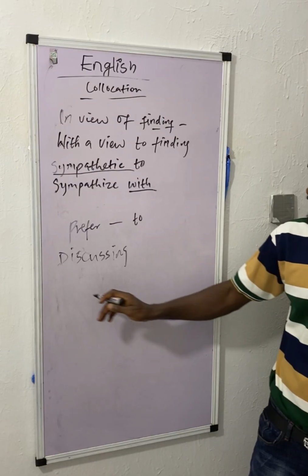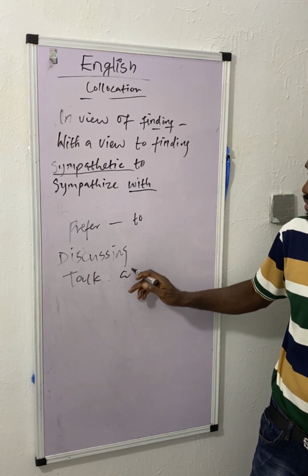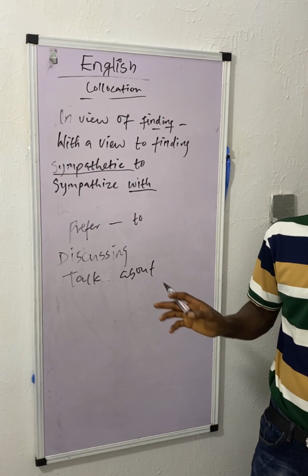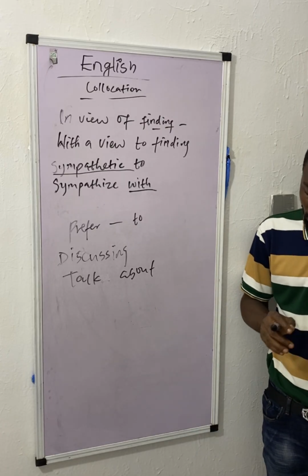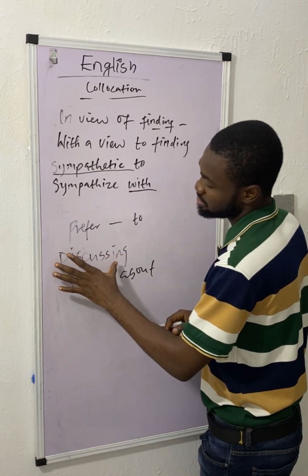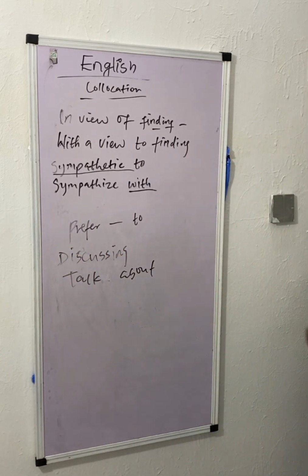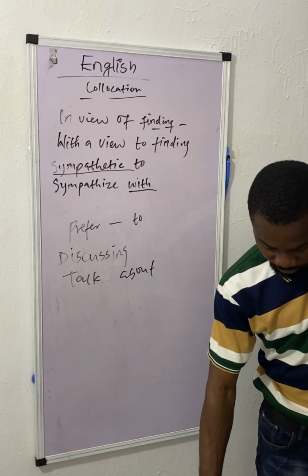So if we want to use about, we can now say talk about. So we can say we are talking about it. We are talking about your appointment. But don't say we are discussing about. Discuss already means talking about something. So just say we are discussing it. We are discussing your appointment. Or you can use we are talking about.